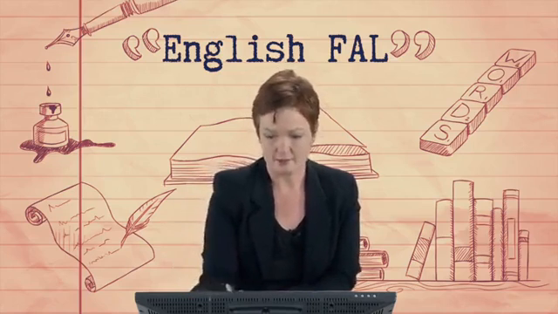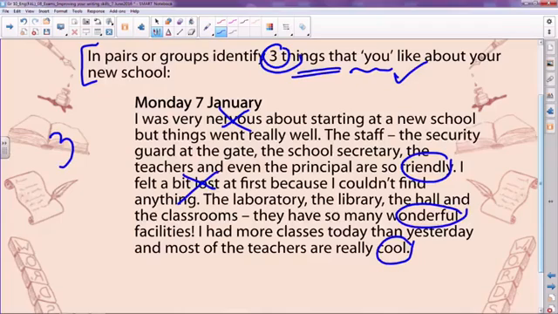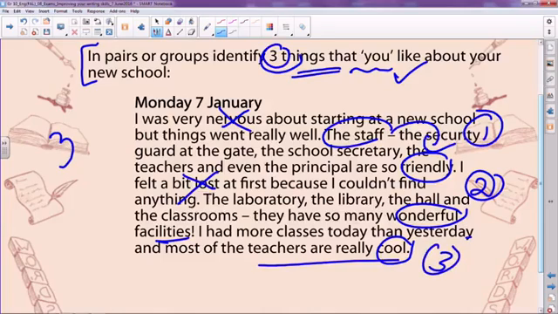Okay, 1, the staff, they are friendly. That's your 1 point. Number 2, there are lots of facilities, many facilities. And then finally, 3, the teachers are cool. Okay, so there you have your answer.